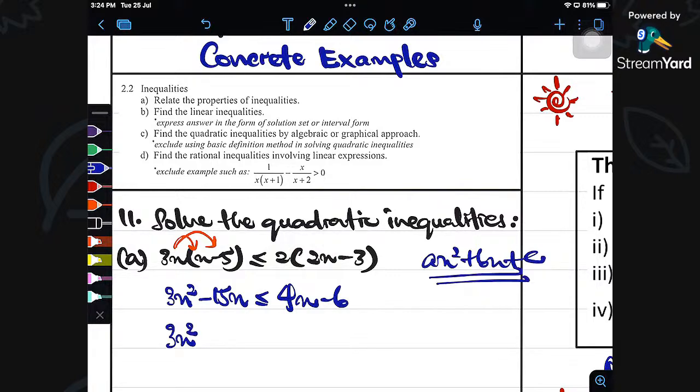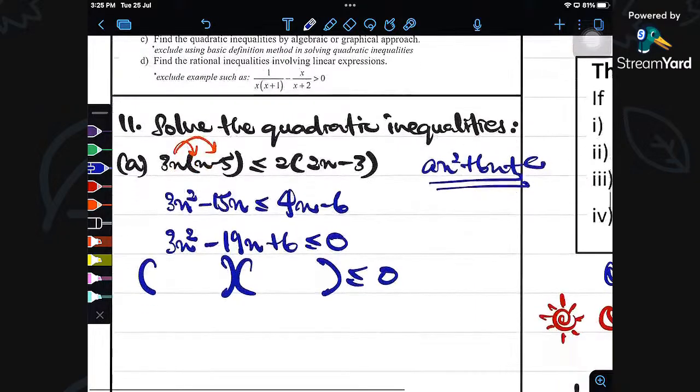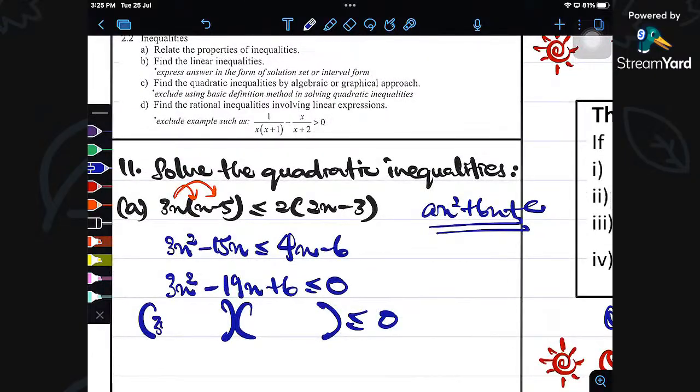We will get 3x squared minus 19x plus with 6. Right? And so we can factorize them. Okay, you can factorize them using your calculator, ataupun you can use your brain either. So this is 1 times 6 gonna give me 18. So minus is 19. So that is our answer untuk quadratic inequality yang ini.